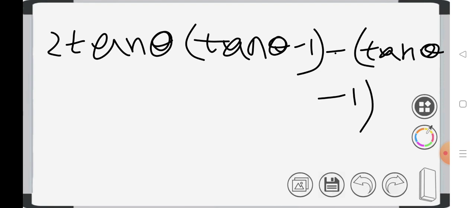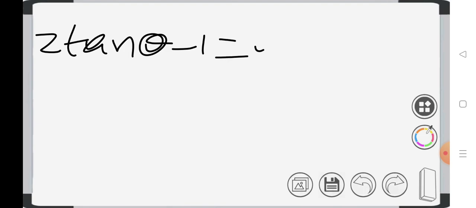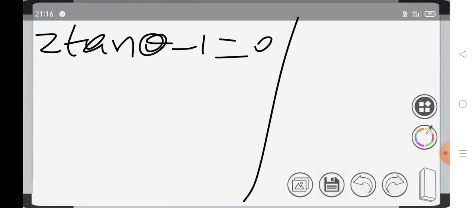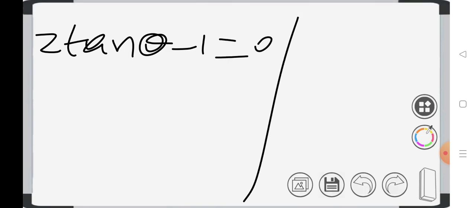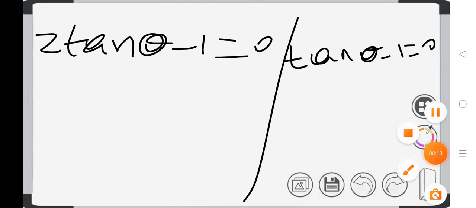Now what is possible by factorization? 2 tan theta minus 1 is equal to 0, or tan theta minus 1 is equal to 0. It is possible in these both cases.